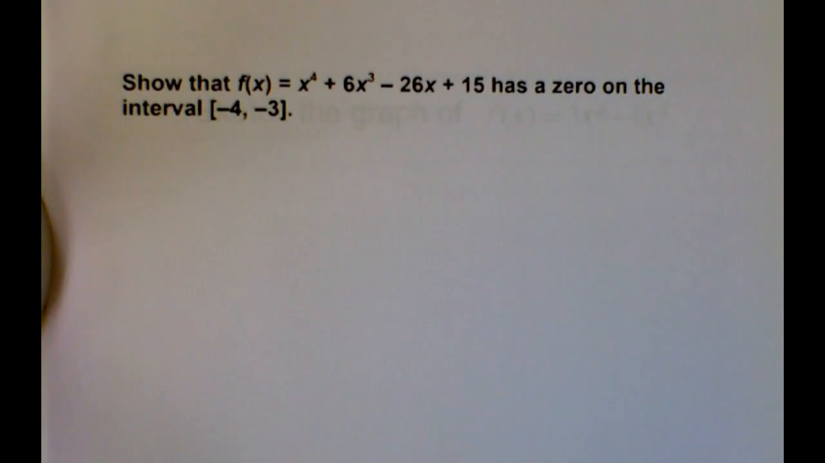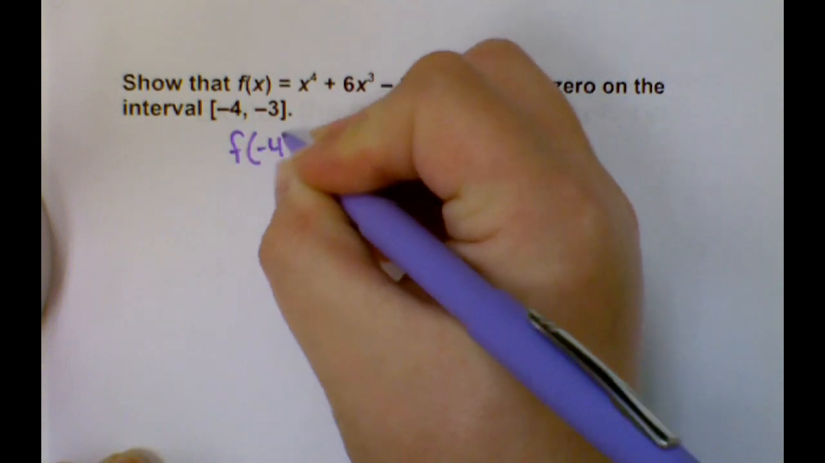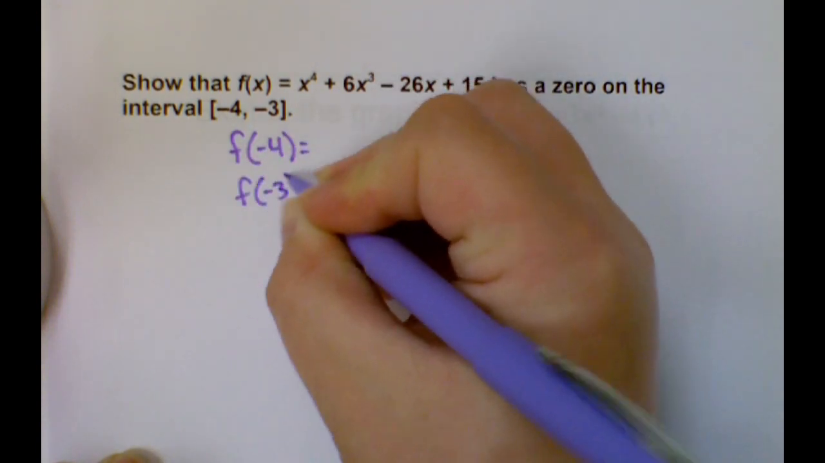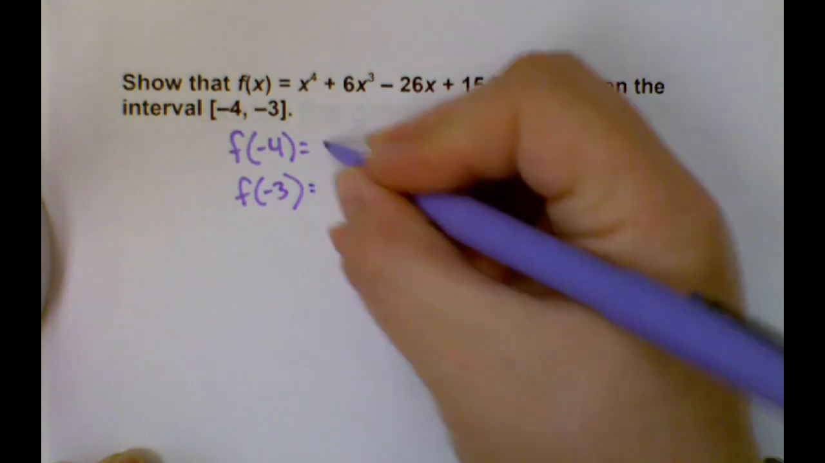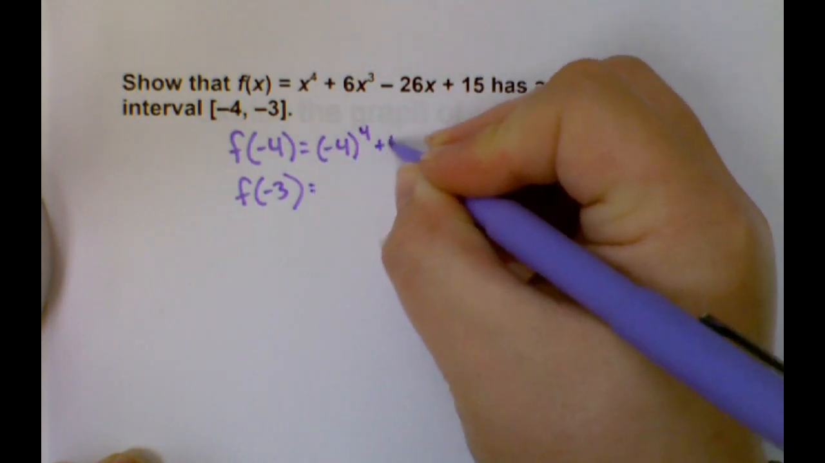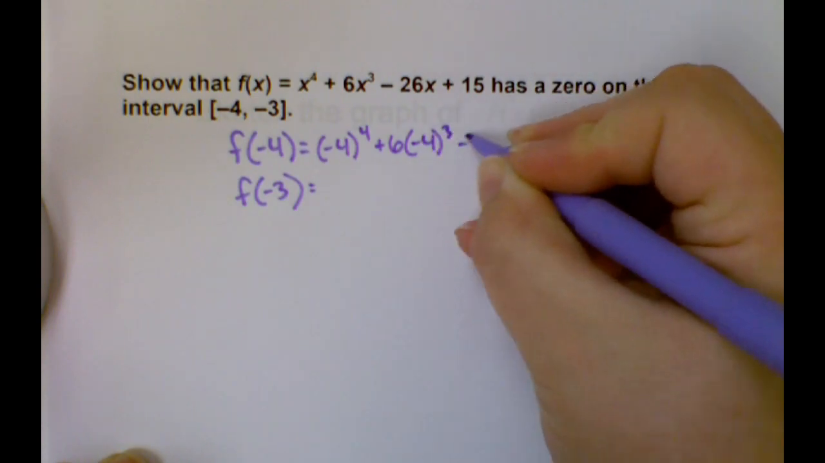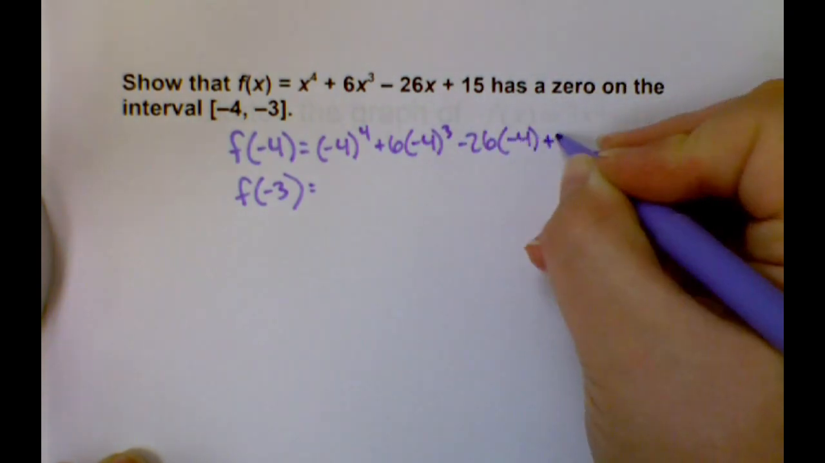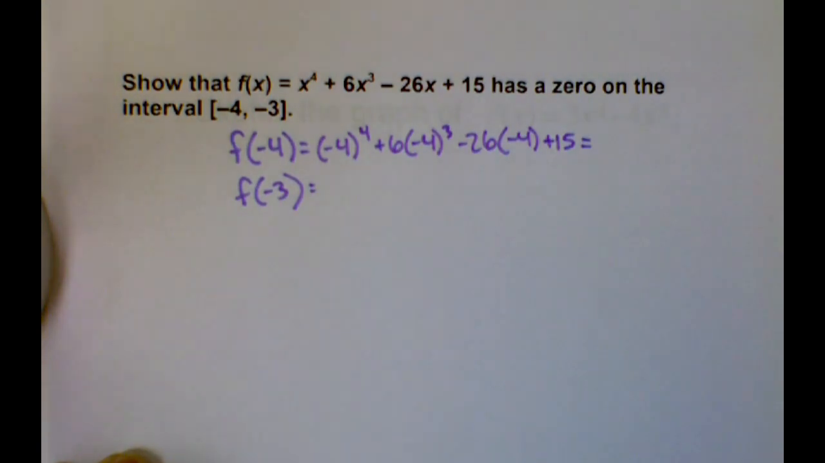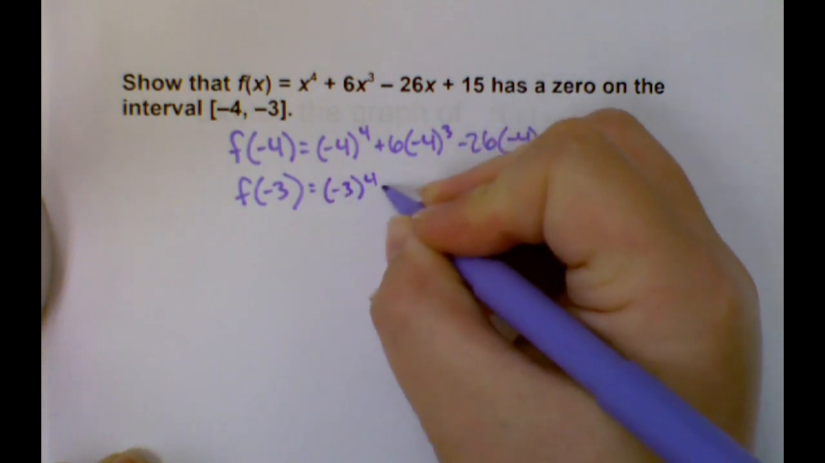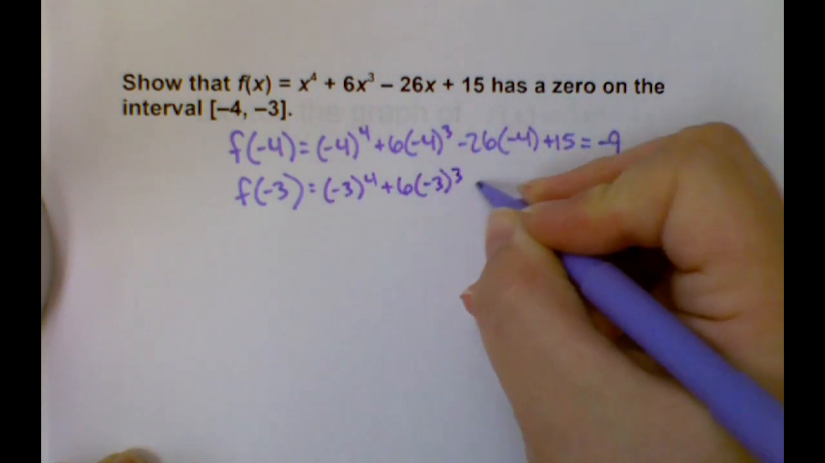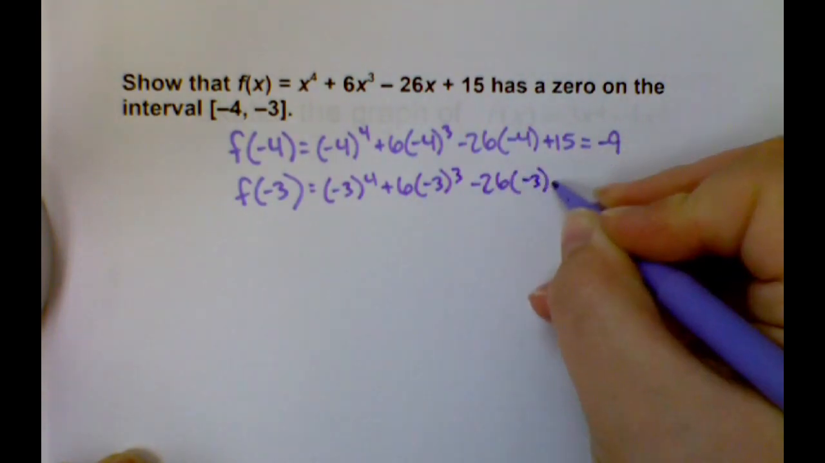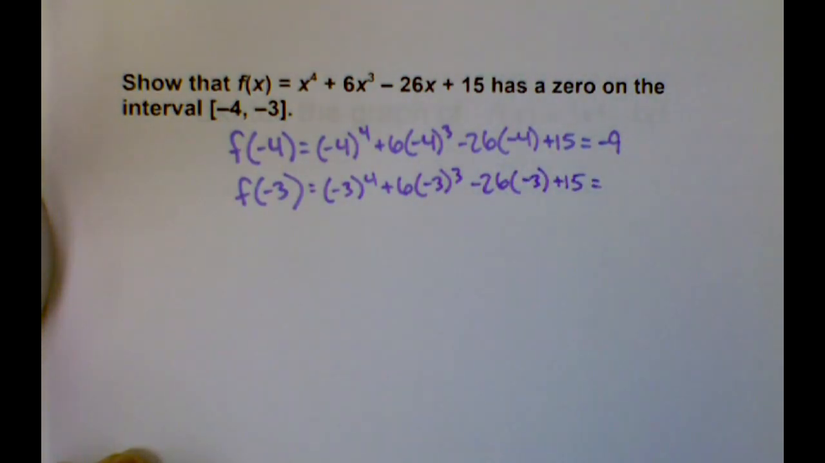So we're going to show that this function has a 0 on the interval -4 to -3. And to do that, it's quite simple. We just need to find f of -4 and f of -3. So to find f of -4, I just plug in -4 for all my x's. And when I plug that in, I get -9. Then I plug in -3 for all my x's. And when I plug that in, I get 12.